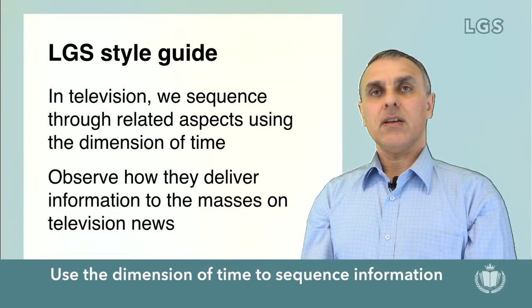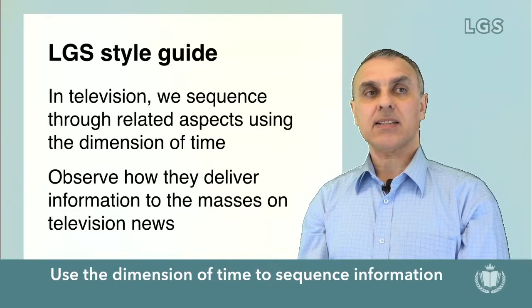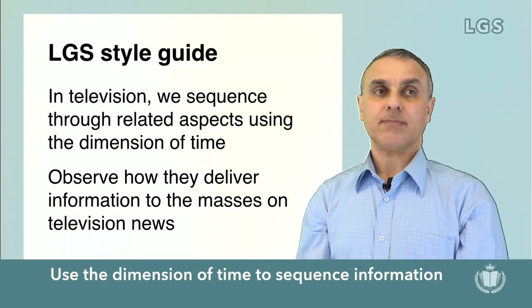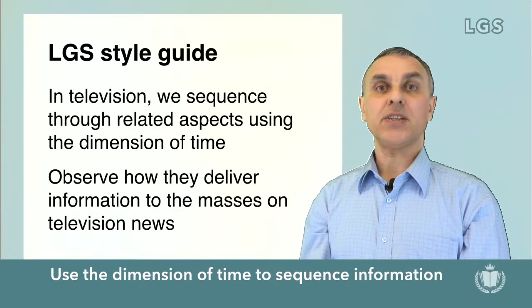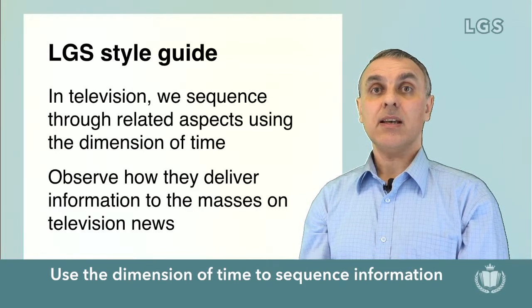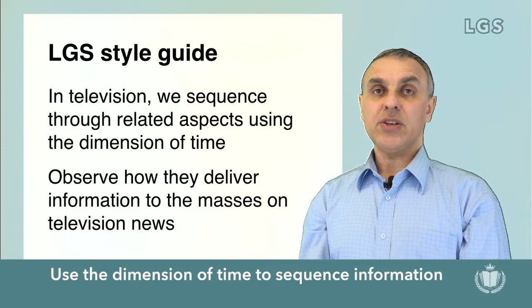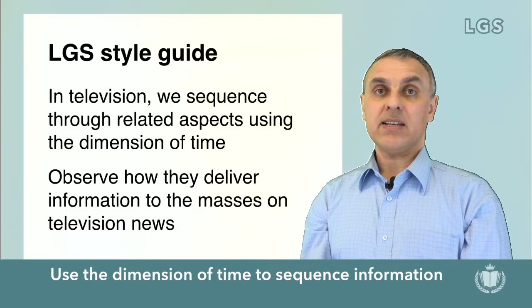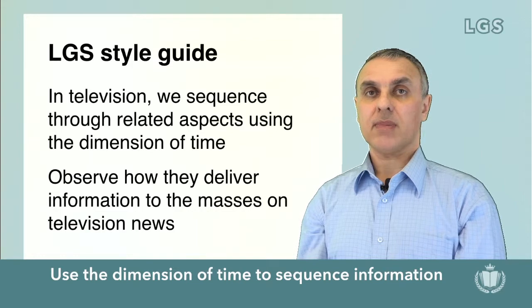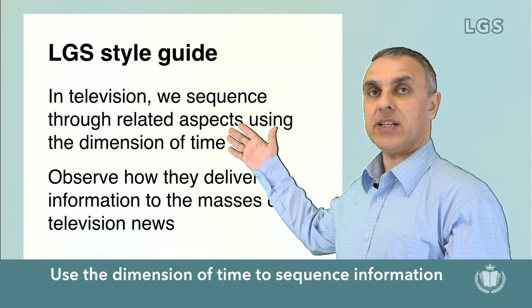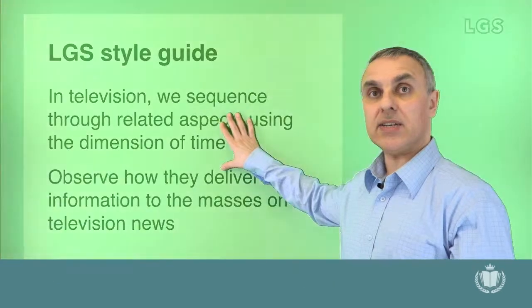In television, we sequence through related aspects using the dimension of time. Observe how they deliver information to the masses on television news. I would like you to start watching television news and weather with this in mind. See how they deliver information. Now we're using very similar technology to weather, for example. I'm in front of a green screen here. I'm not actually in front of my slide. The slide is on a computer delivered to the output. I'm keyed in front of the slide, but I'm actually in front of a green screen here.